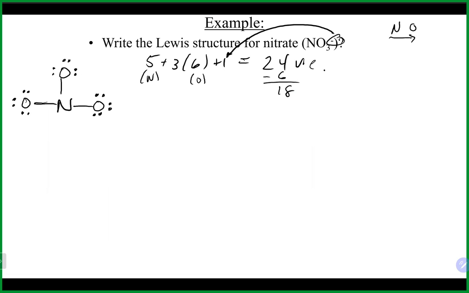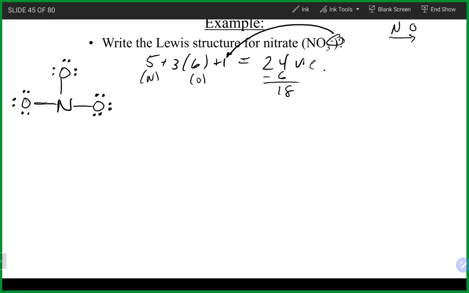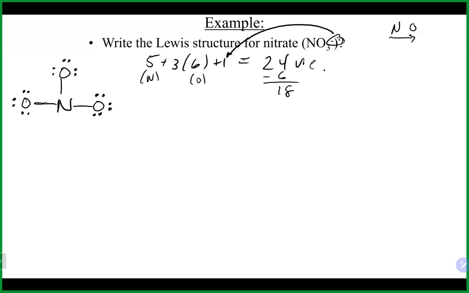Now, at this point, I have used all 24 electrons. So the last thing I want to do is to make sure that everybody's good. They all have 8 valence electrons. Is everybody good in this picture? They are not all good. Oxygen is good. Each of the oxygens has 8, but the nitrogen in the middle actually only has 6 electrons, right? So our nitrogen in the middle has 2, 4, and 6. So it is short the number of electrons.